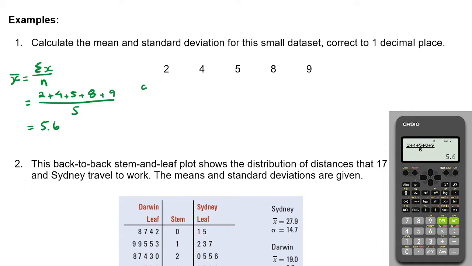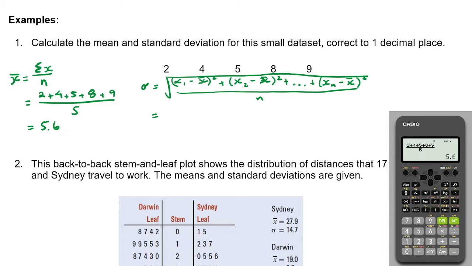So our formula is our first x minus the mean, squared, plus the next x minus the mean, squared, and all the ones in the middle, up to the nth, all over n. So in our case here, we want 2 minus 5.6 all squared, and we're just going to keep going until we've got all of the numbers in.